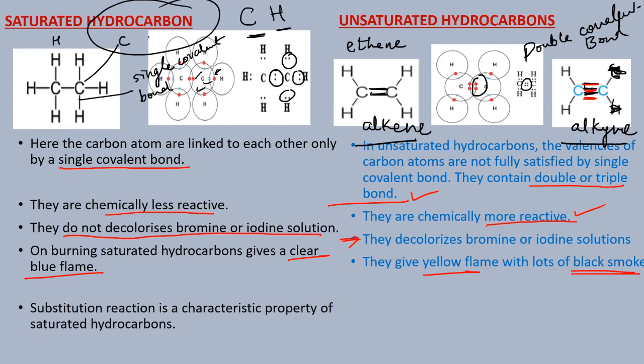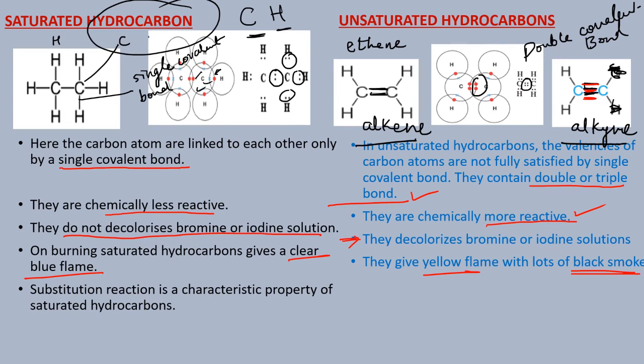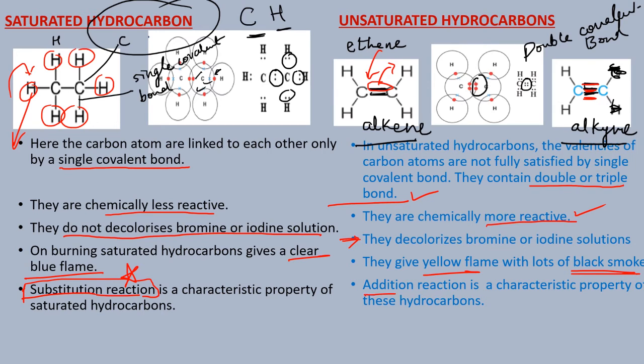In case of saturated hydrocarbon, substitution reaction is a characteristic property. A substitution reaction will take place. That means since there are a lot of hydrogen satisfying the outermost octet of carbon, hydrogen will be replaced, it will be substituted by something else, whereas in case of unsaturated hydrocarbon, there will be addition of some other element. So addition reaction is a characteristic property of unsaturated hydrocarbons.